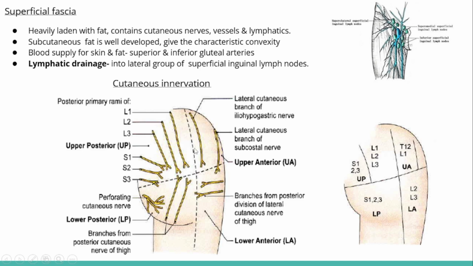Then the upper lateral part is supplied by the iliohypogastric nerve and the subcostal nerve. The lower lateral part is supplied by the lateral femoral cutaneous nerve. Then the lower central part is supplied by the perforating cutaneous nerve and the posterior cutaneous nerve. Towards the natal cleft, the skin is supplied by the upper 3 sacral nerves S1, S2, S3, and the skin around the coccyx is supplied by the lower 2 sacral nerves and the coccygeal nerve.